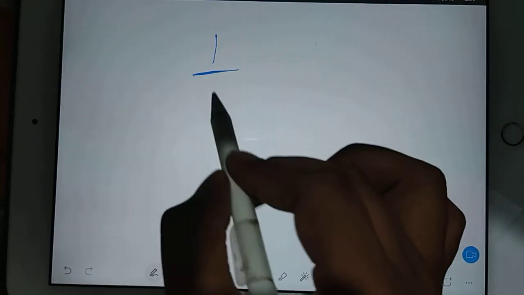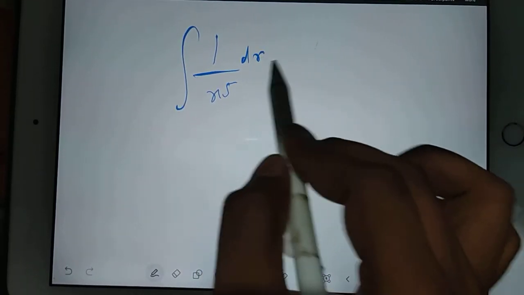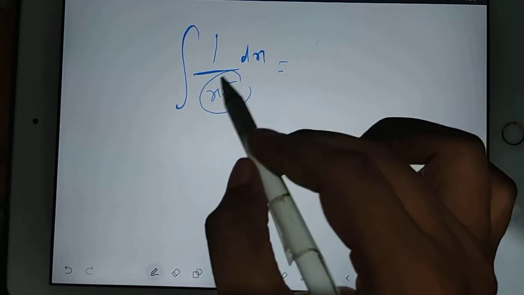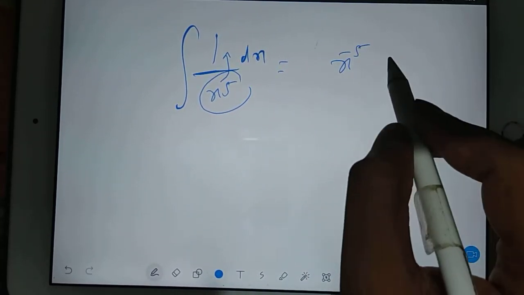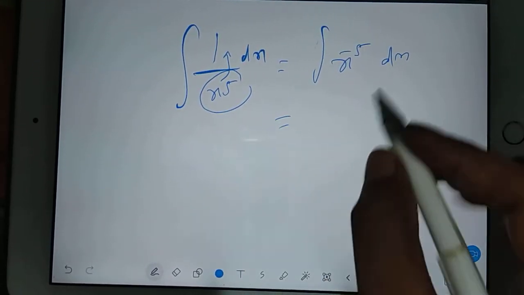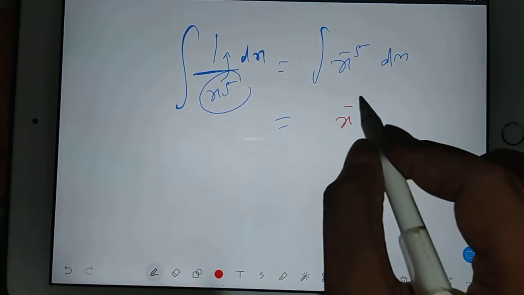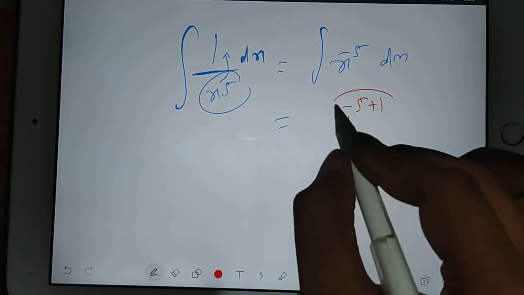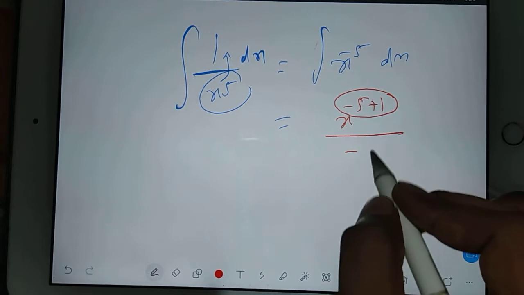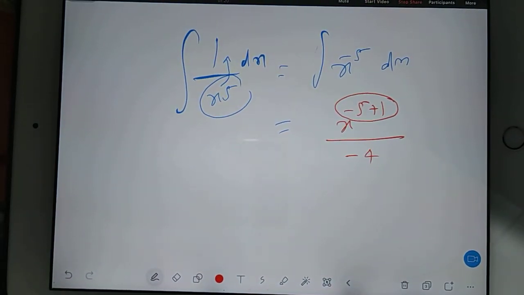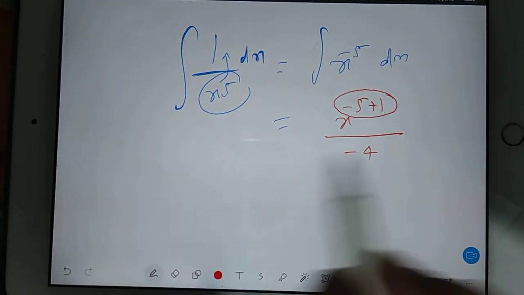Suppose you have 1 by x power 5 and you want to integrate. Then how do we integrate? Write it like this, x power minus 5, and then integrate. Then the answer should be x power minus 5 plus 1. Whatever new power is coming, you write that new power here. Okay, like this we do.